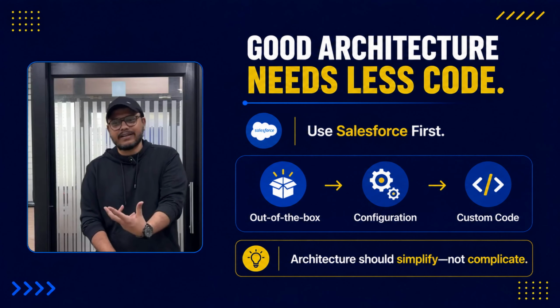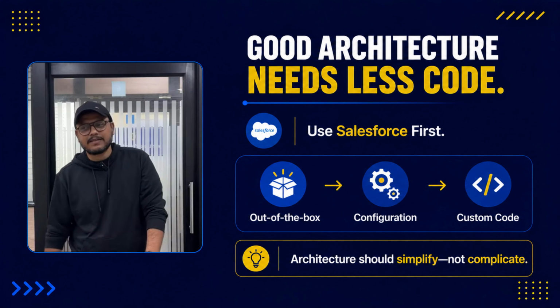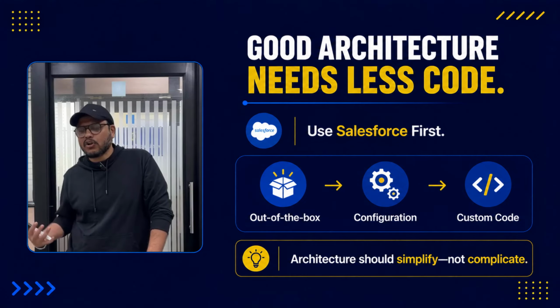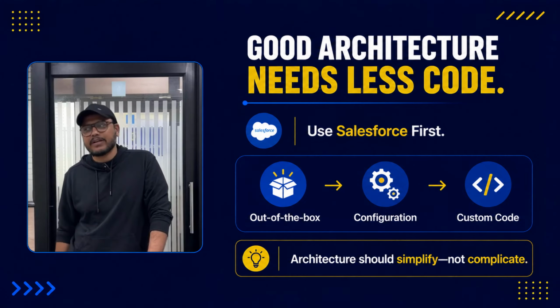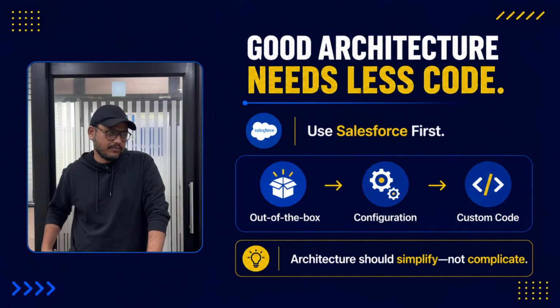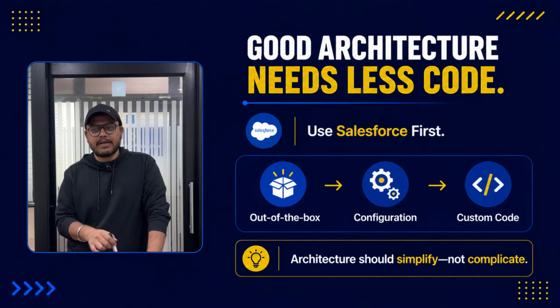Can good architecture actually eliminate the need for a lot of custom code? Not necessarily. Actually, it's the other way around. The purpose of a good architecture is to reduce the need for a lot of custom coding, and to work with the out-of-the-box features and functionalities provided by Salesforce. This is something I would definitely want to call out: it's a myth, and a good architecture should always try to reduce the amount of code that is needed, not increase it.